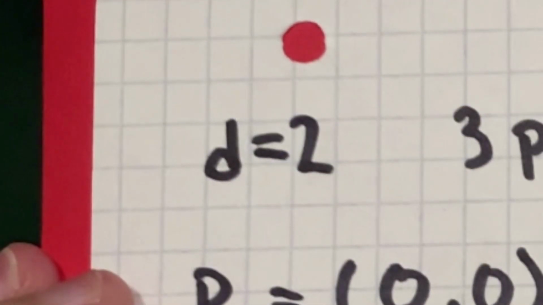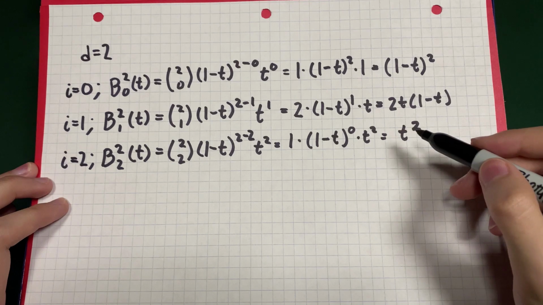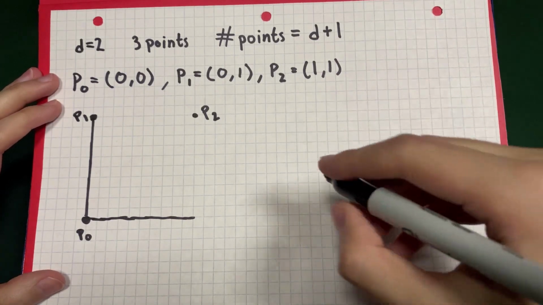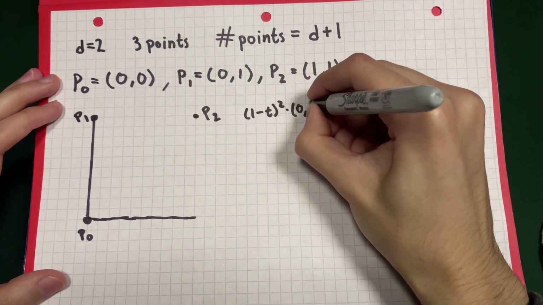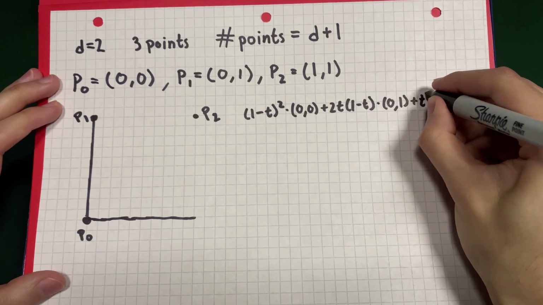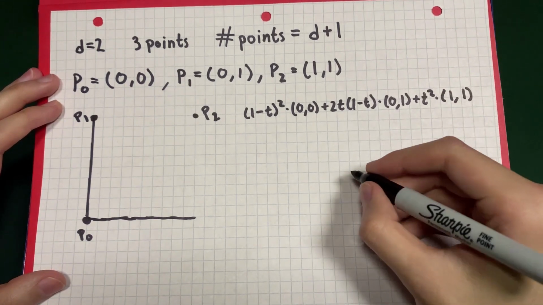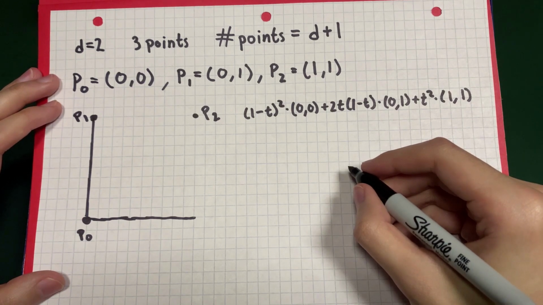Conveniently, since our degree is 2, we can just use the polynomials we got earlier without having to do the work again. Anyway, by plugging these polynomials and points into the general formula, we get (1 minus t) squared times (0, 0) plus 2t(1 minus t) times (0, 1) plus t squared times (1, 1). It looks a bit awkward with the point notation, so let's split it up: 1 for x and 1 for y.